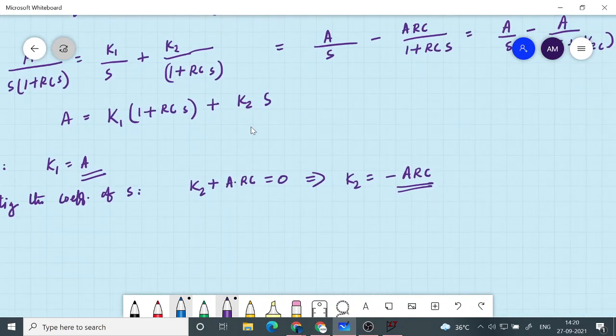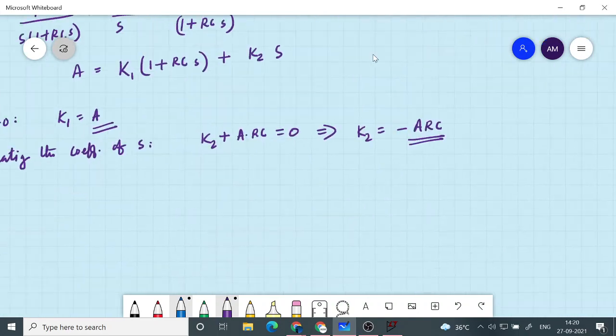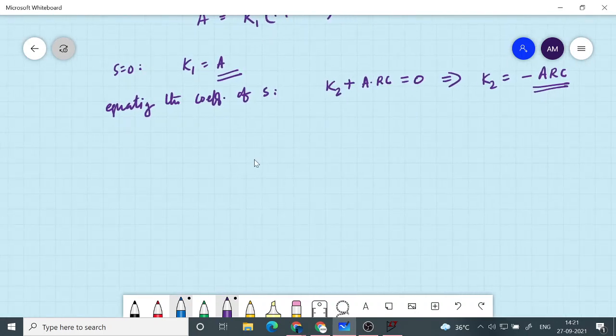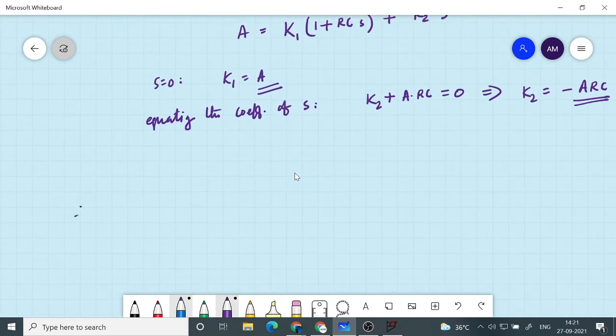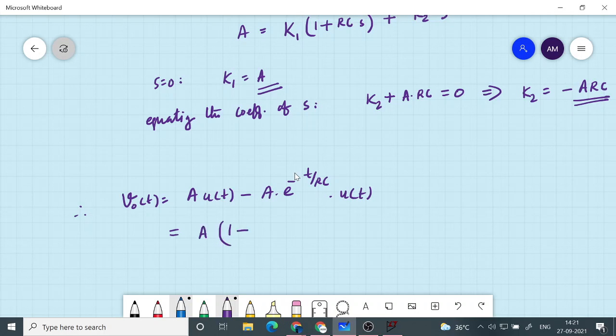A into u of t, A into u raised to minus. So keep that in mind, with a minus sign, because the second term has a minus sign. So therefore we got the output voltage, that is the voltage across capacitor, as A into u of t minus A into e raised to minus t by RC into u of t. Which, if I want, I can write it as, I can take A outside, 1 minus e raised to minus t by RC into u of t. So this is the theoretical expression for voltage.